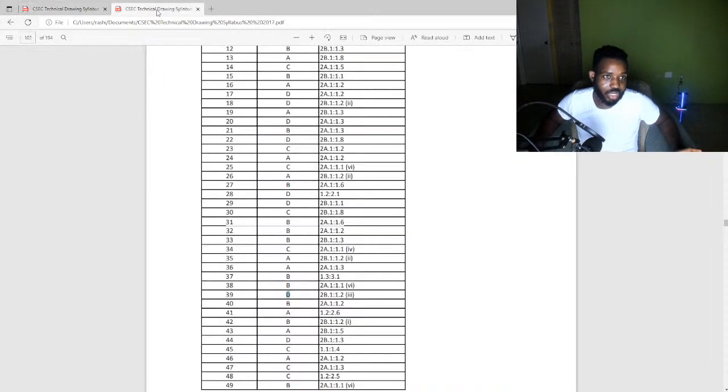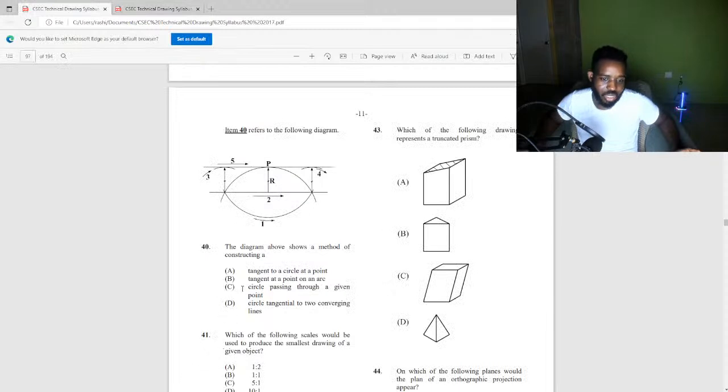Let me see number 40. What's number 40? It's actually B. Tangent at a point on an arc. So this is the arc. We have this point P, and we're drawing a tangent to point P. So a tangent to a point on an arc is number 40.